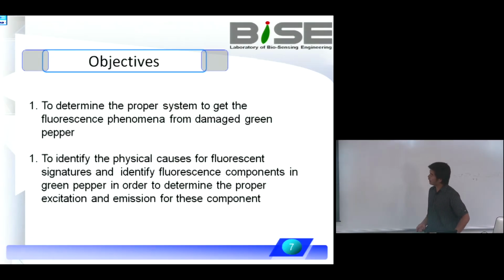Well, here are my objectives. I'm sorry, this is 2 because usually it changes form since I made it on a Mac. The first objective is to determine the proper system to get fluorescent phenomena from damaged green paper. The second is to identify the physical causes of fluorescence signatures and identify fluorescence components in green paper, in order to determine the proper excitation and emission for these components.